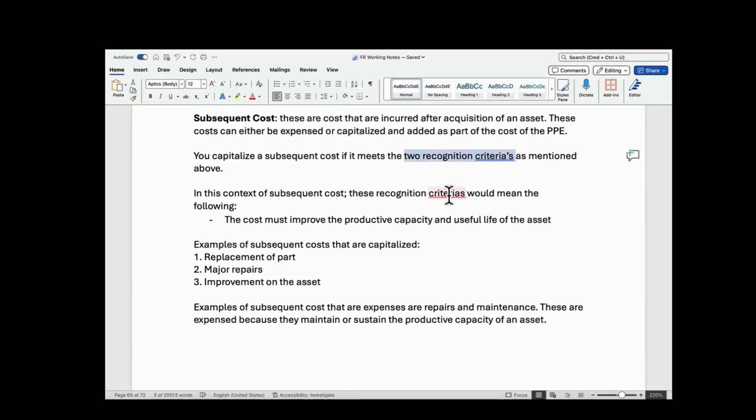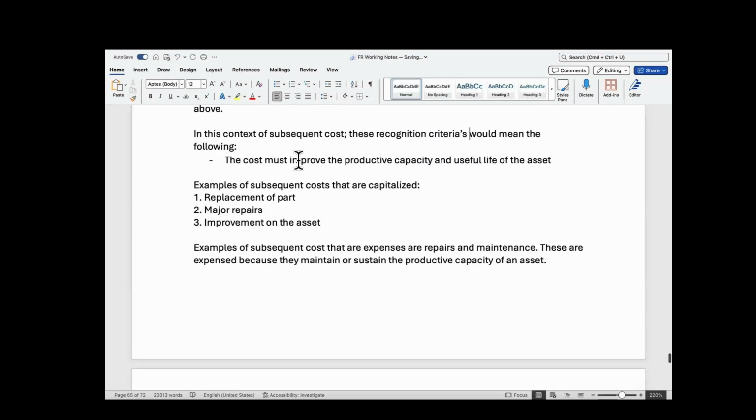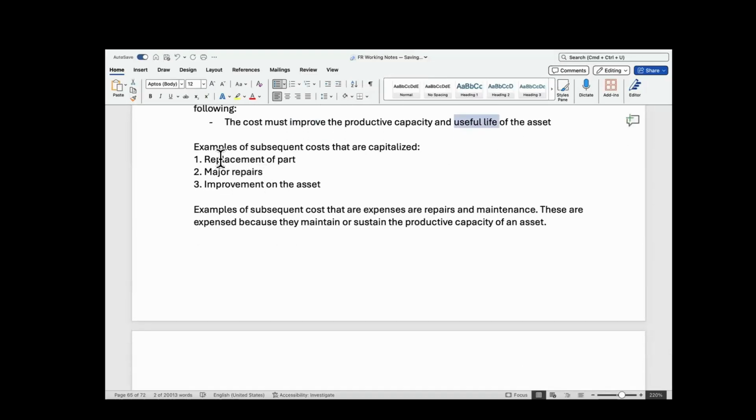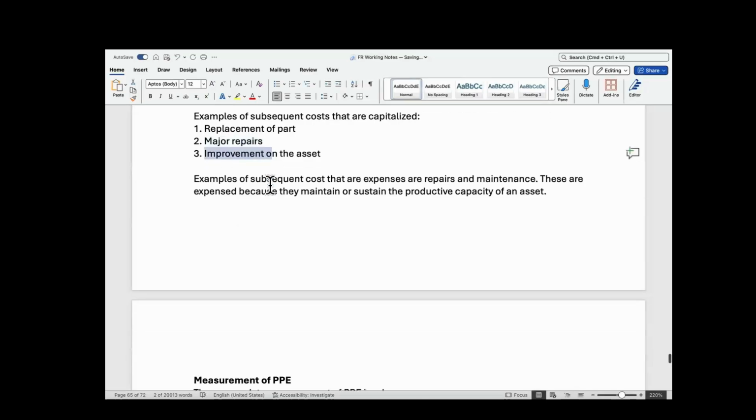In this context, the recognition criteria would mean the following. Number one is that the costs must improve the productive capacity and also improve the useful life of the asset. And such costs that can do that are cost of replacement of parts, major repairs, or improvements on the assets. And the ones that cannot improve the productive capacity or useful life we call repairs and maintenance, because they majorly maintain or sustain the productive capacity.